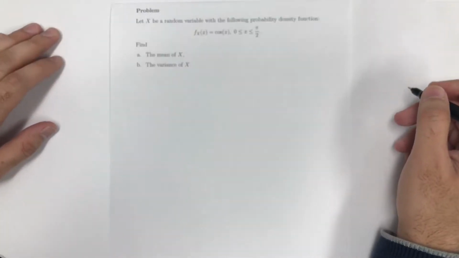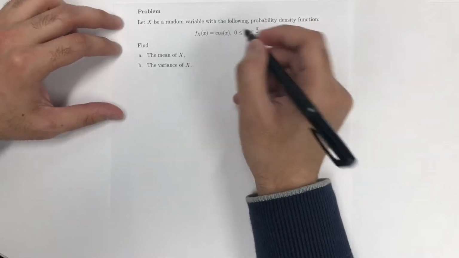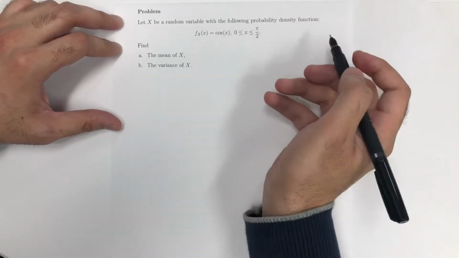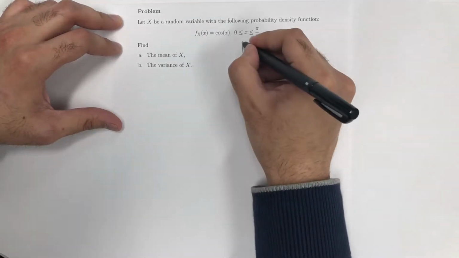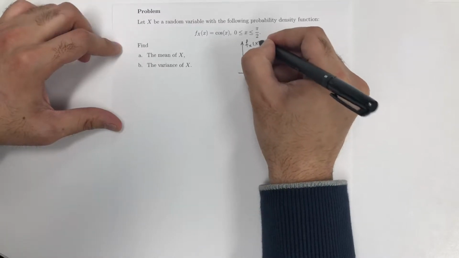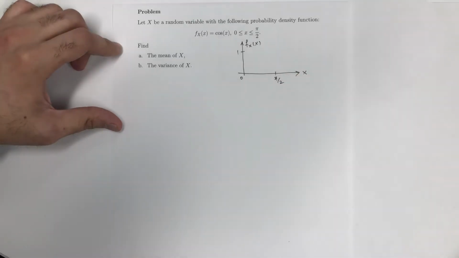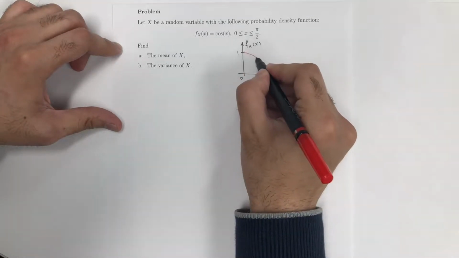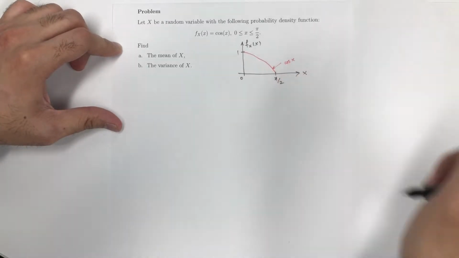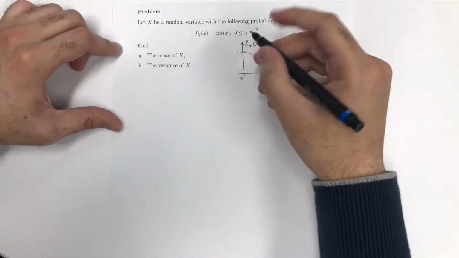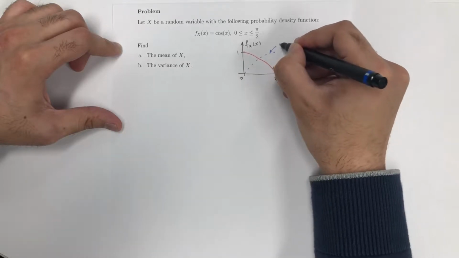In this video, I'm going to compute the mean and variance of a random variable, x, whose density is cosine of x between 0 and pi over 2. So the figure looks like this. This is x. This is fx of x. This is 1, 0, pi over 2. So cosine x looks like this. And for reference, I will also draw sine of x, which looks something like this.